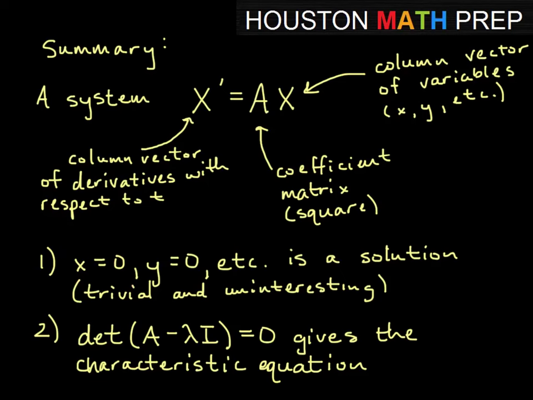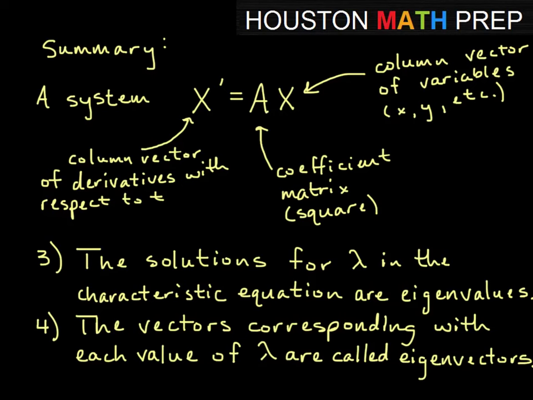We have two types of solutions. The first one's not very interesting. When all of the variables turn out to be 0, it's a very boring solution to the system, but a solution nonetheless. The one that we'll focus on most will be the second one here, where we look at the determinant of A minus lambda I, set that equal to 0, and that will give us our characteristic equation, which we will solve. And when we solve that characteristic equation, we will get solutions for lambda, and we said that those are going to be called our eigenvalues. So our solutions that we get for lambda are eigenvalues.